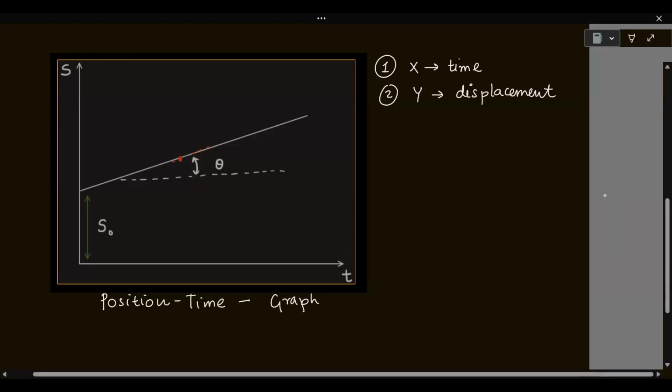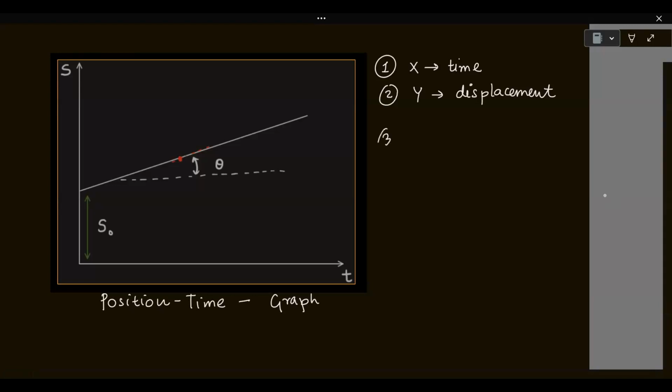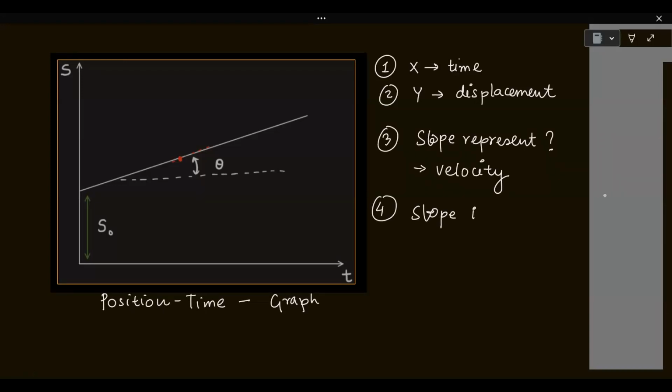Guys, tell me, what does slope represent? Velocity. Awesome. It represents velocity. Fourth step: is the slope increasing or decreasing? So it's neither increasing nor decreasing. Awesome.